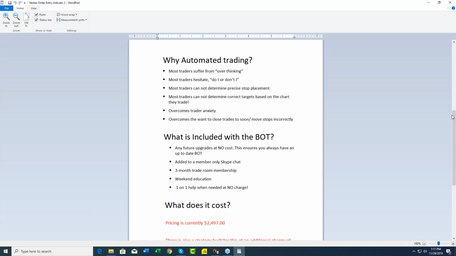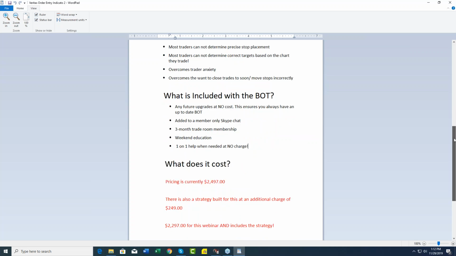Why automated trading? Most traders suffer from overthinking and overanalysis. Many traders hesitate on entry. Most traders can't determine the exact stop placement based on the chart they're trading or targets. I think this is the best: it overcomes trader anxiety. Let the bot trade, fellas. It's profitable. Okay? It also overcomes the want to close trades too soon and move stops incorrectly and overtrade.